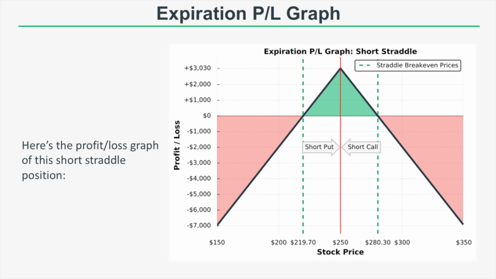But if the stock price makes a considerable move to the upside or downside, we do have significant loss potential. So if the stock price in this case falls to $150, we'll be down about $7,000 per short straddle. And on the other hand, if the stock price increases to $350, we will also be down around $7,000. So while the short straddle has significant profit potential and a pretty wide range of profitability, there's significant loss potential when the stock price makes an outsized move, so you definitely need an exit strategy when using this position.